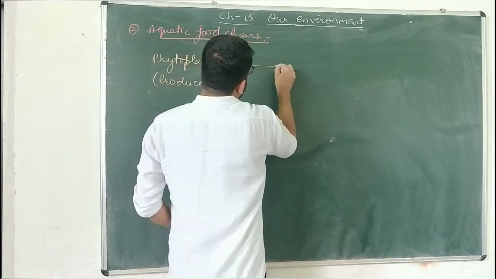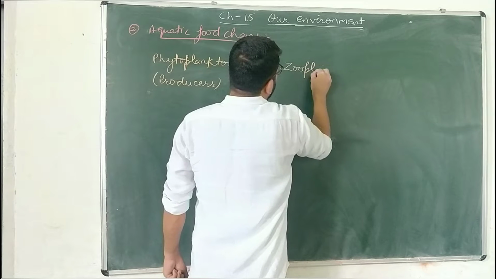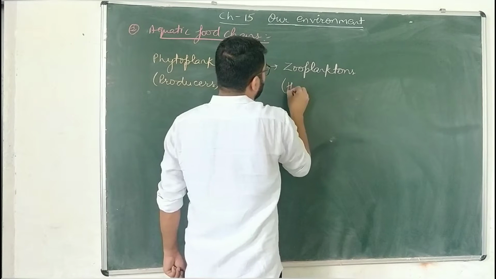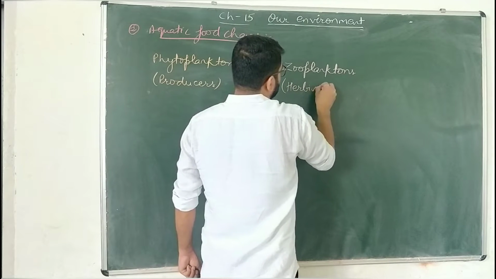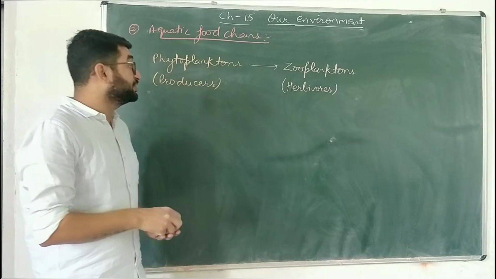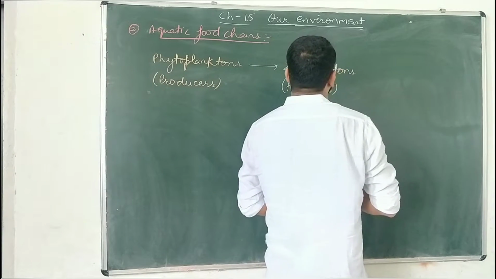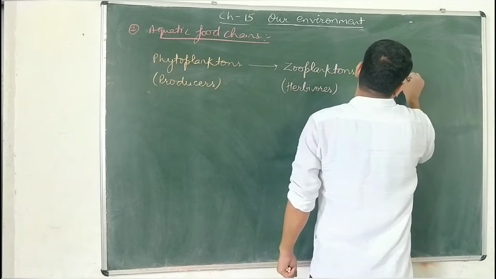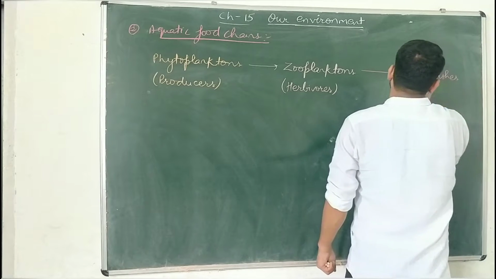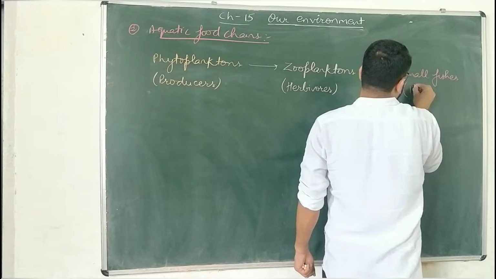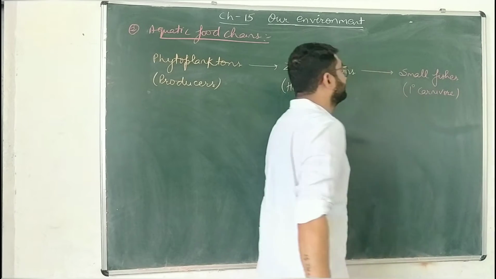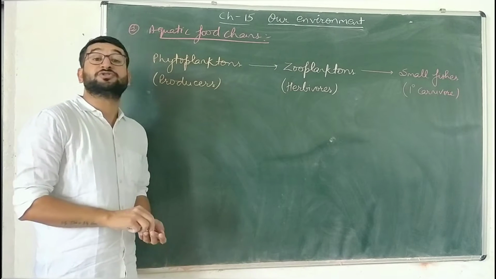Phytoplanktons are eaten up by zooplanktons. The zooplanktons are the herbivores. Then these herbivores get eaten up by small fishes. These small fishes are primary carnivore, which feeds upon the herbivores.